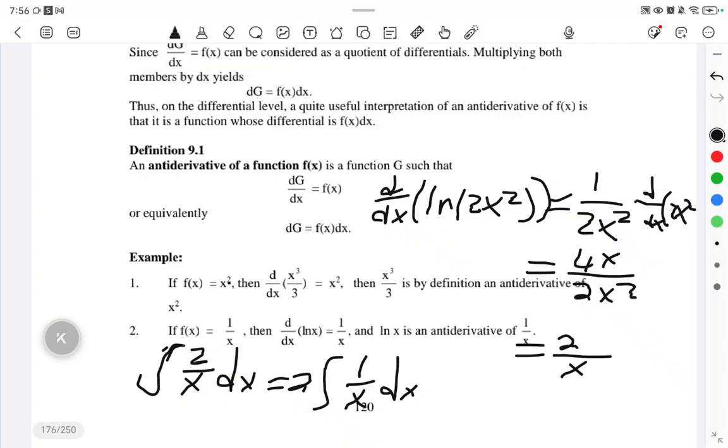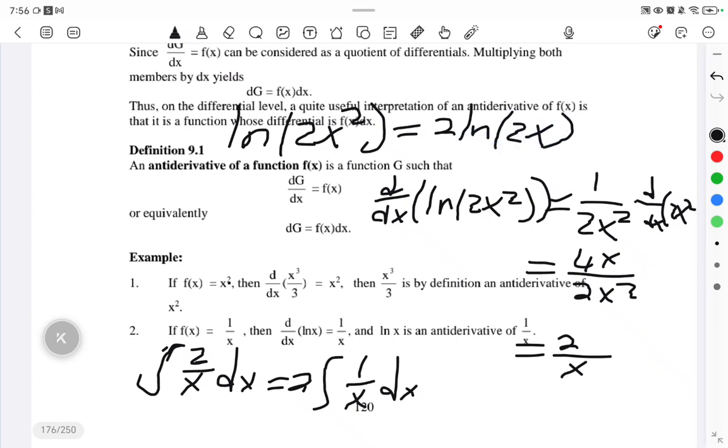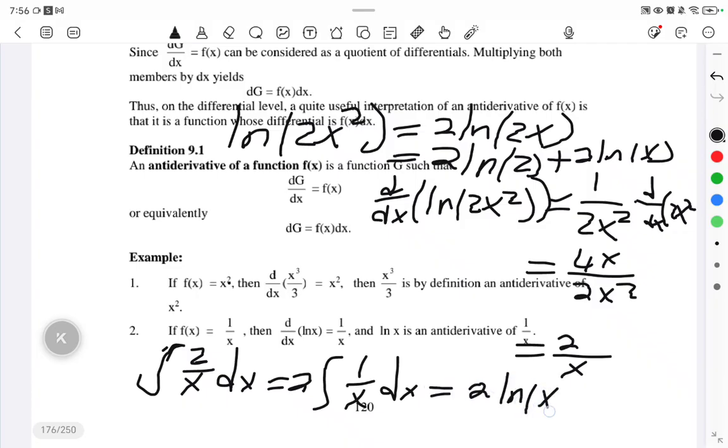So check this. You have ln of 2x squared, right? ln of (2x) squared is what? It is 2 ln of 2x. You see, right? And this will be 2 ln of 2 plus 2 ln of x. So now what I'm going to have here is 2 ln of what? Of x plus c. Check this.